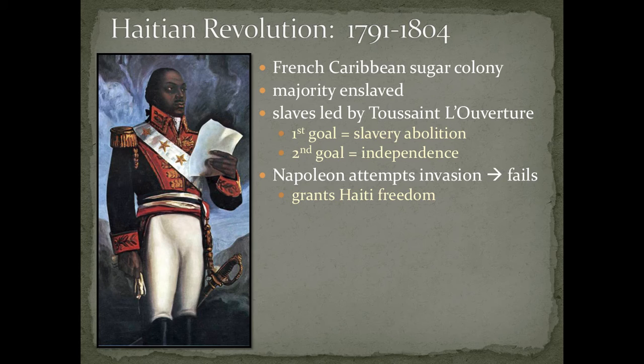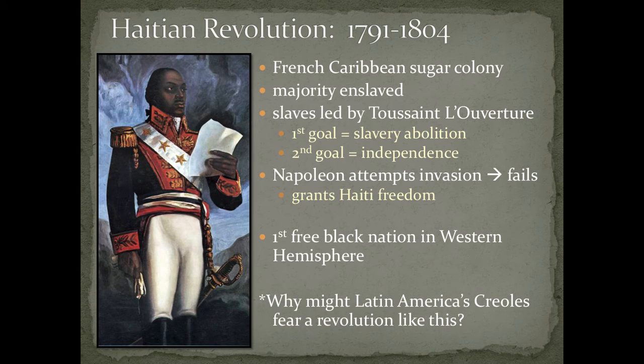Napoleon here also shows up, had an attempted invasion that fails, and he decides to just give up on Haiti, grants them their independence. It's the very first free black nation in the Western Hemisphere, the first free black republic, but it slips into a dictatorship.